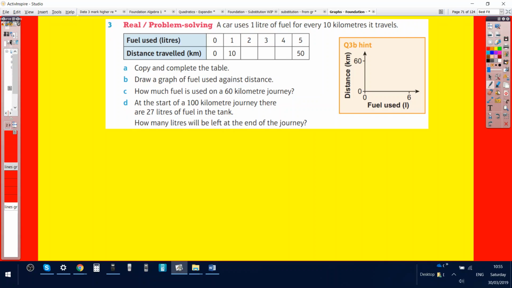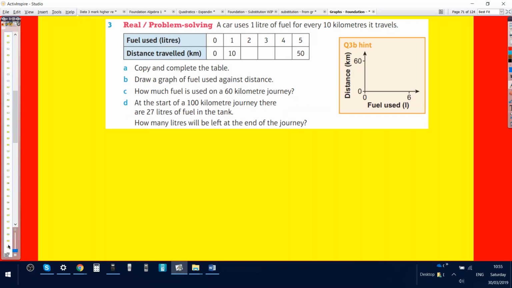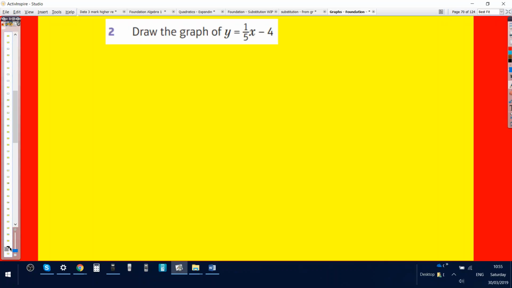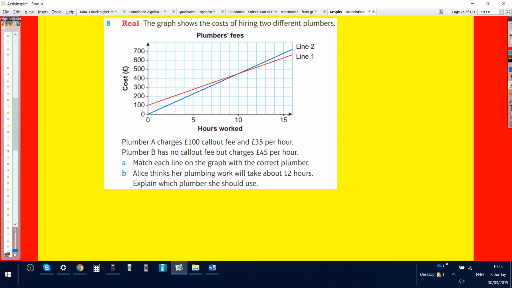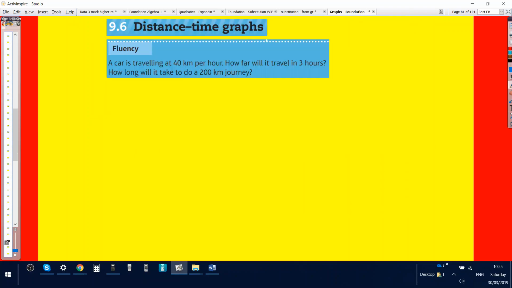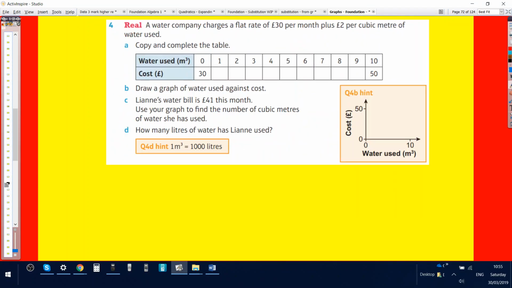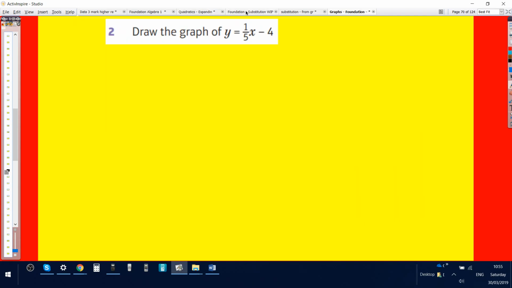Let me just take a quick look. This is real life graphs. It's a huge chapter. And then it's real life graphs. What's that? Distance time graphs. Okay, we got it. We got everything I wanted, and more.